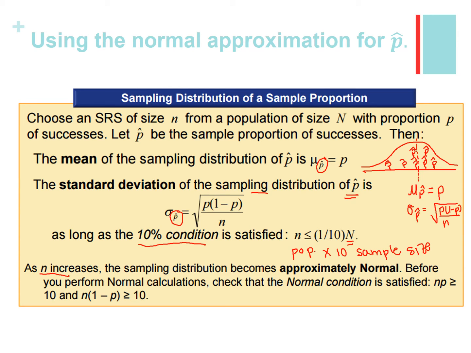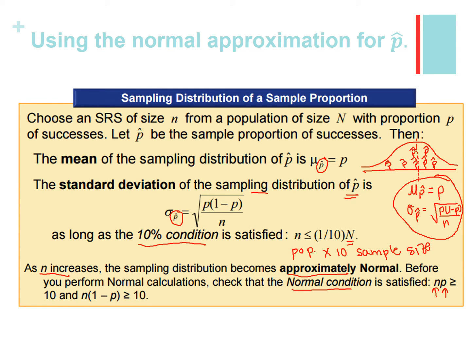All right, number one, as n increases, the sampling distribution becomes approximately normal. Before you can perform any normal calculations, which means before you can use this mean and standard deviation, you have to check the normal condition. So what is the normal condition? How do we essentially prove that it's approximately normal?